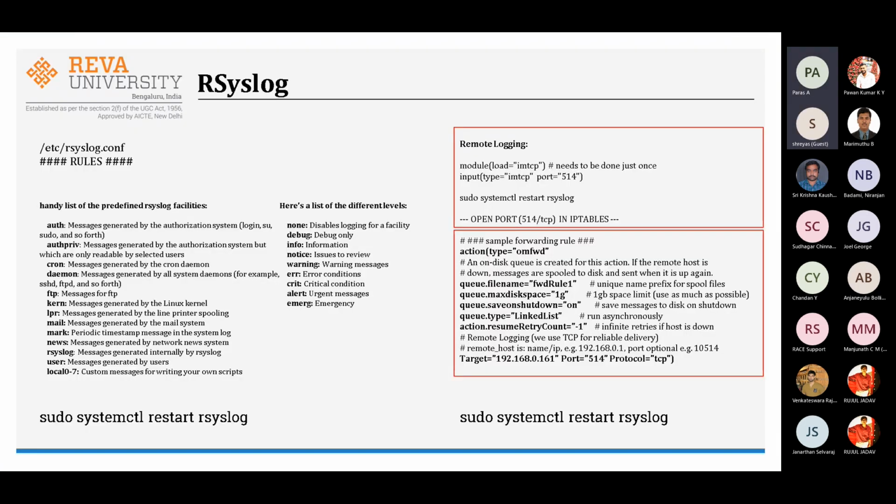So 514 is just a random port that you've defined here? No, 514 is a standard port, like 22 TCP is a standard port for SSH. Similarly, 514 is a port which is dedicated to remote logging. Yes, we can change this port, but by default, 514 is the port.